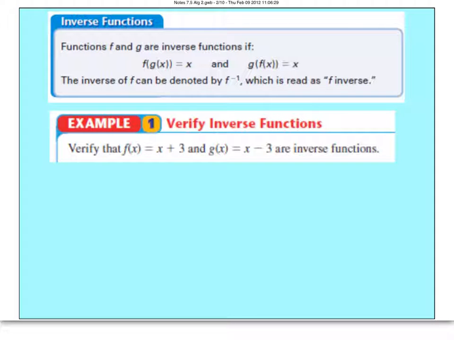In learning objective B, they're going to ask us to verify that two functions are actually inverses of each other. What you're going to be tempted to do for f of x here is realize that it's the equation y equals x plus 3, and that g of x here is again just y equals x minus 3.